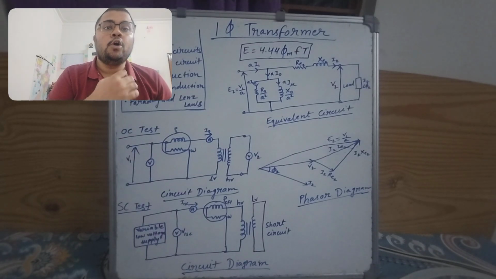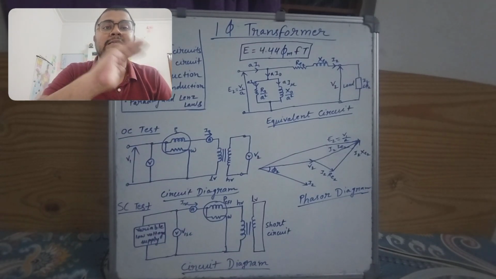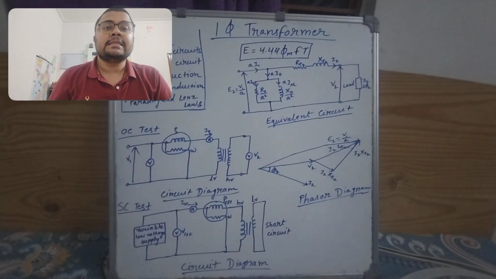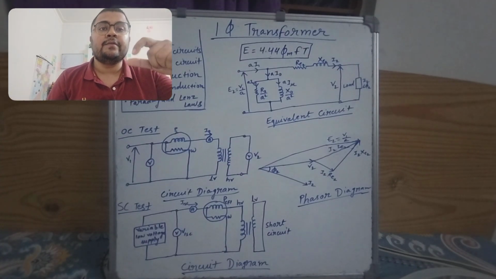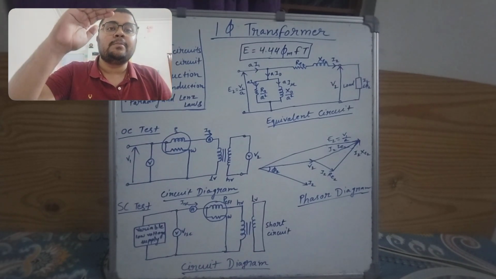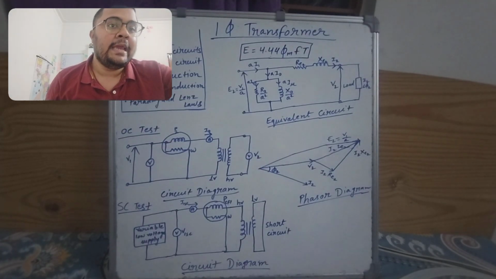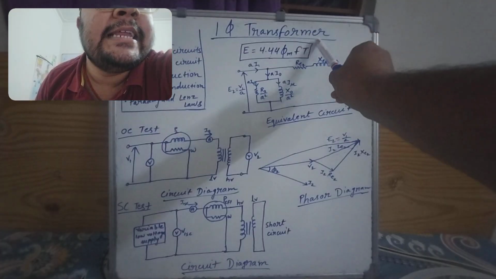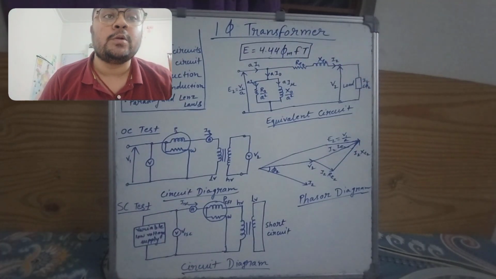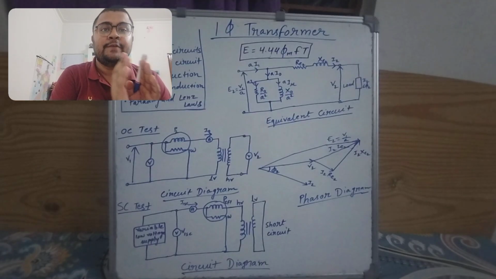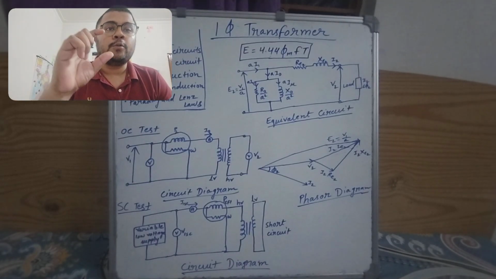Now if the number of turns in the secondary is more than the number of turns in the primary, then a greater amount of EMF is induced, so it is known as a step-up transformer. And if the number of turns is lower, then it is known as a step-down transformer. Here on the board you can see the EMF equation of the transformer. It is 4.44 phi m f T.